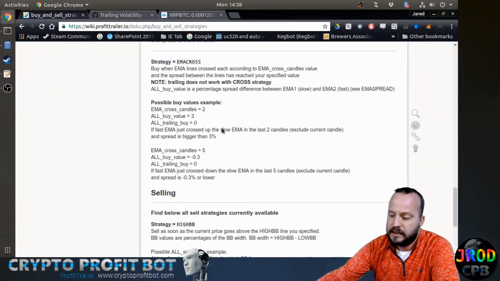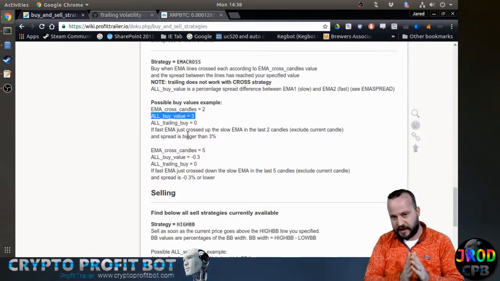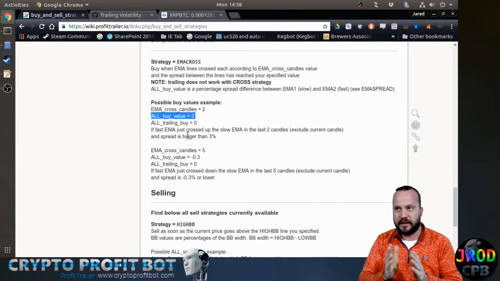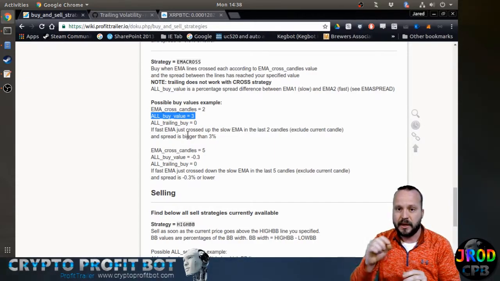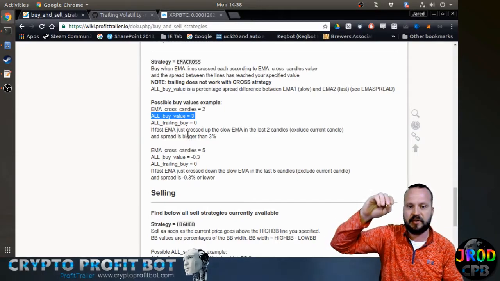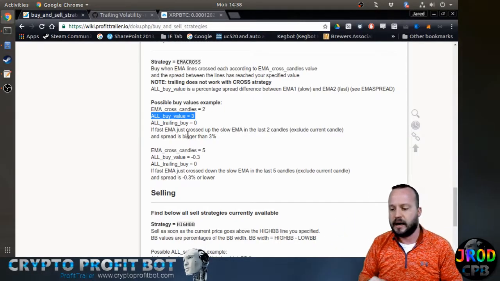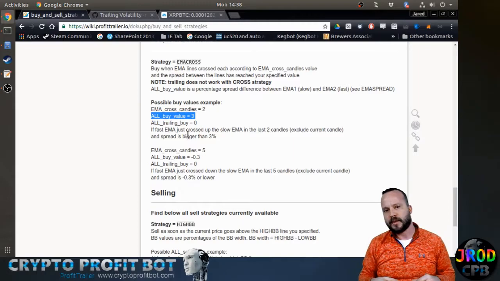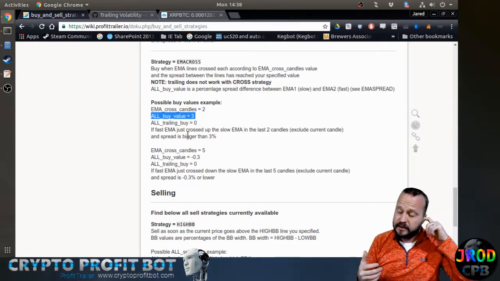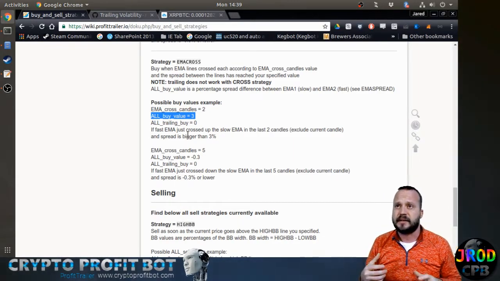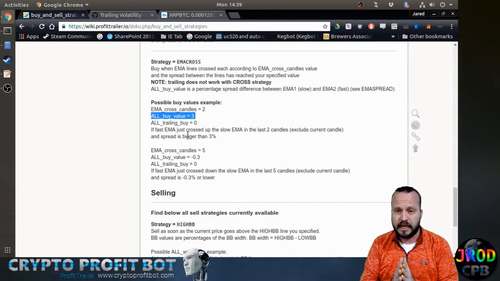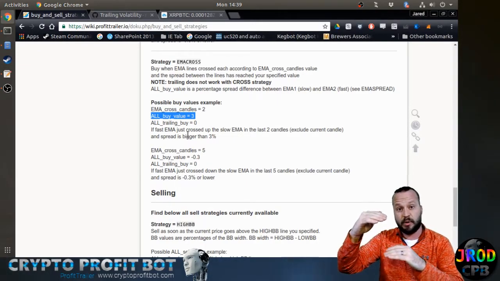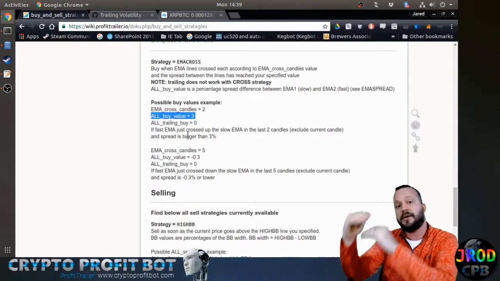and it will attempt to buy. It is also looking at whether the spread is bigger than the all buy value. So not only does it have to cross within a certain amount of candles, but it has to be a certain amount of velocity above that, and then buy. So again, it's a different way to look at it. What you're really trying to do is confirm that you're at the beginning of a trend and not at a big spread somewhere further in the trend where it's maybe about to go down.